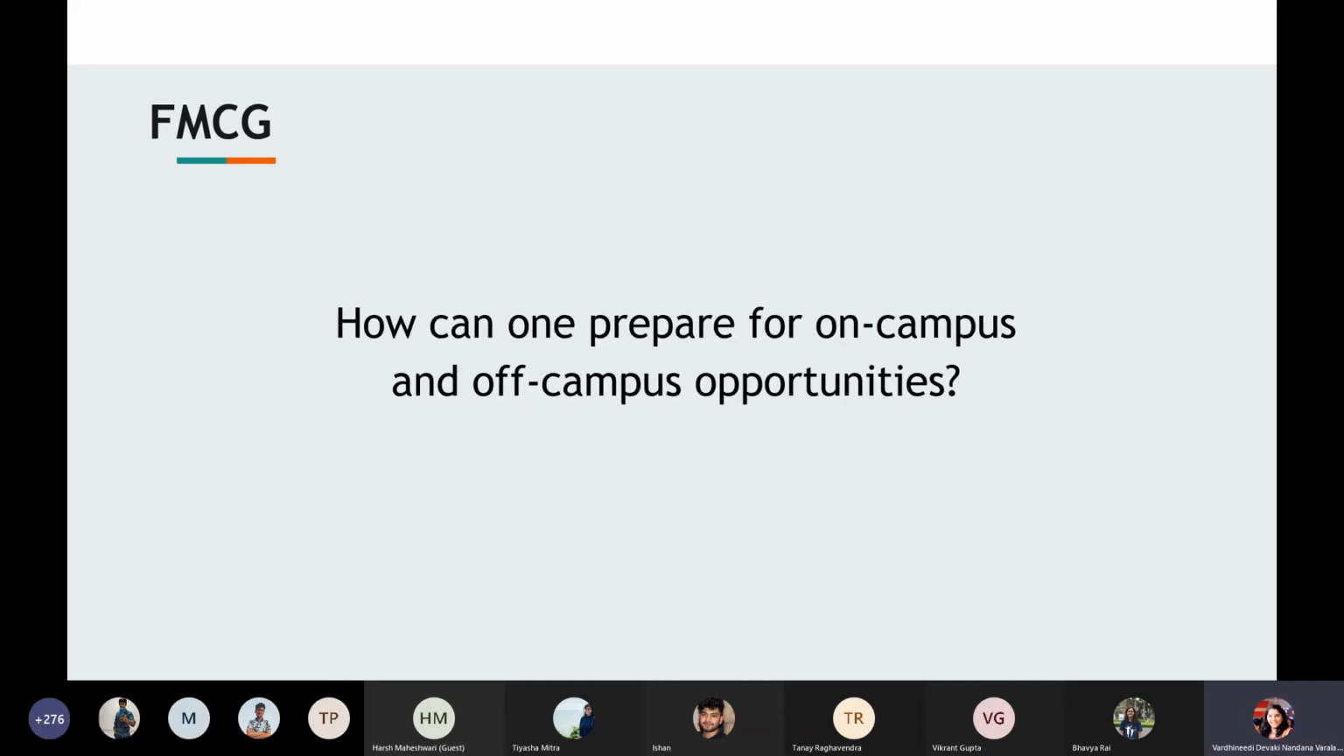Now moving to the next question. So how can one prepare for on-campus and off-campus opportunities? The preparation strategy and tips you can give to the attendees, Tanay.